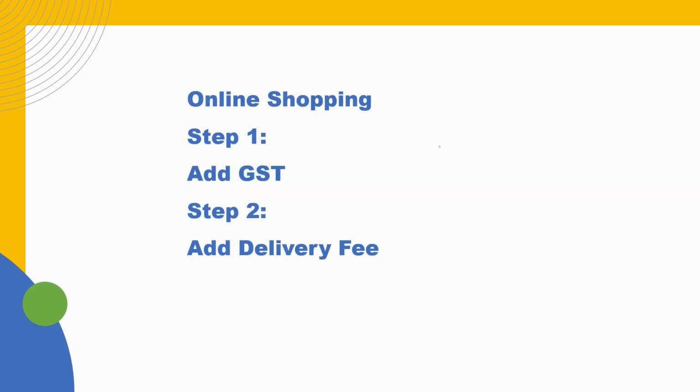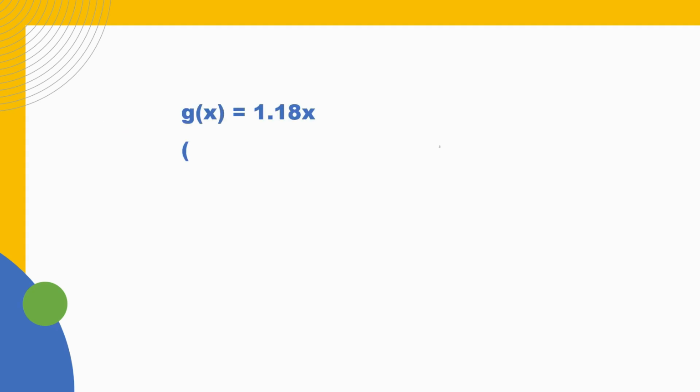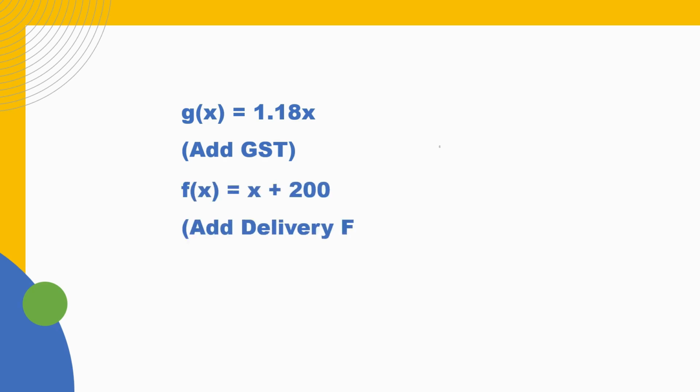Real life often happens in steps. Imagine buying something online. First, GST is added, then delivery charges are added. There are two different processes happening one after the other. Let g of x represent adding the GST and let f of x represent adding the delivery fee.